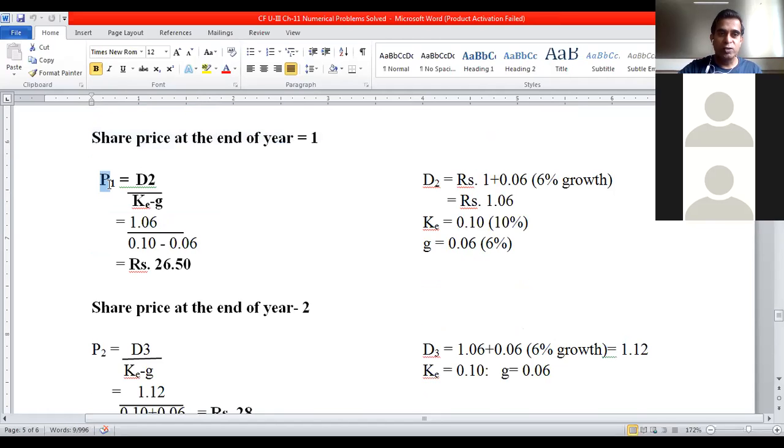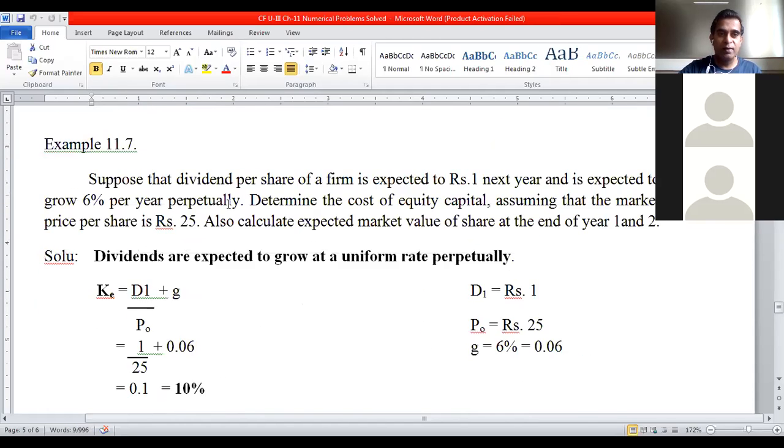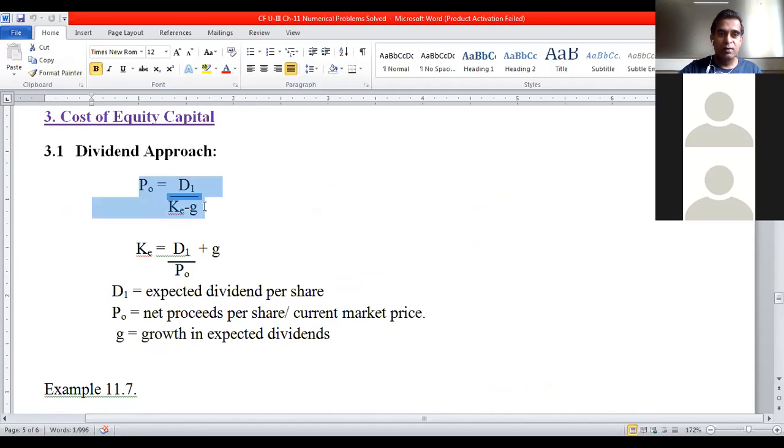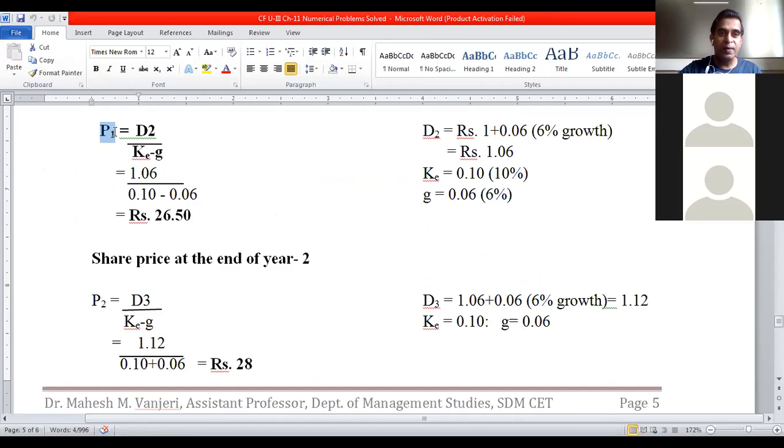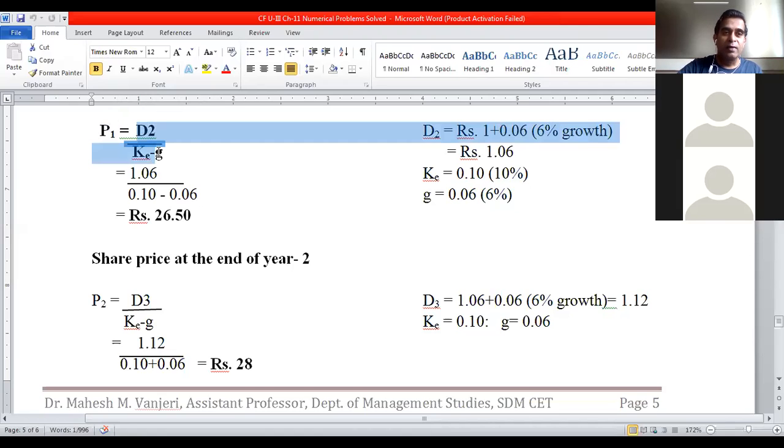So the equation is actually, if you remember, P0 is equal to D1 divided by KE minus G. So here we rewrite it as P1 instead of P0, because P1 is nothing but the price of the equity share at the end of year one. And D2 is the dividend to be paid or expected after 1 year, divided by KE minus G.